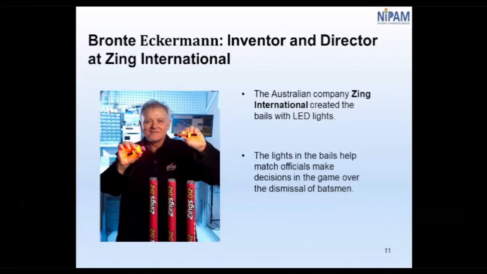What does this LED stump do? It helps accuracy, because we all know that light travels faster than sound. So whenever the ball hits, the light appears suddenly, very instantly. This is the time gap accuracy.